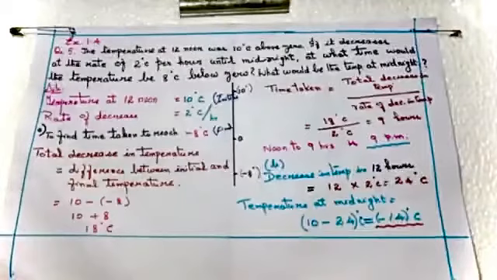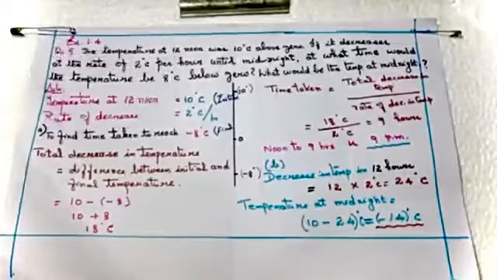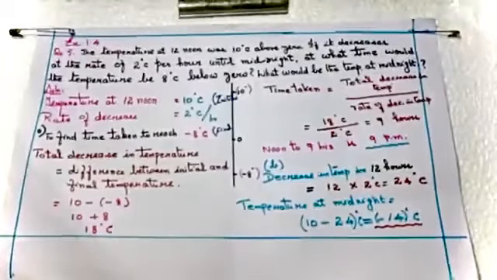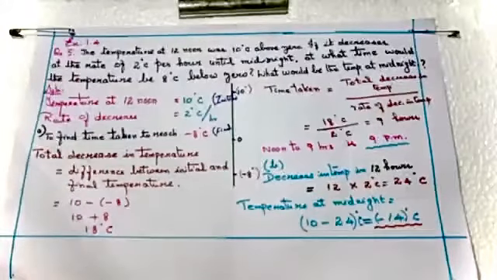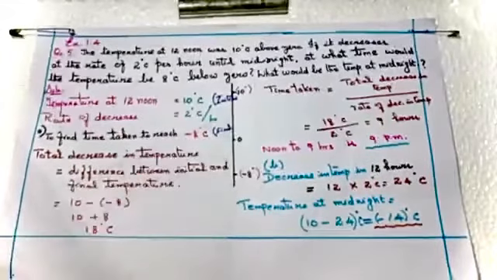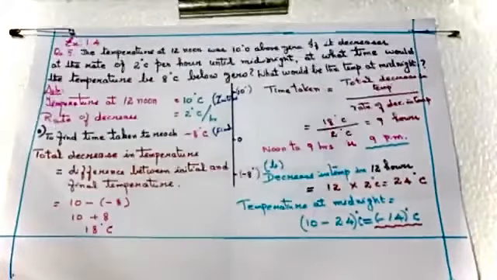Until midnight. Now, they are asking us to find at what time the temperature would be 8 degrees Celsius below zero. That means at what time the temperature will be minus 8 degrees Celsius. Now, there are two questions here. One, we should find the time when the temperature will be minus 8 degrees Celsius. And one more question is, what would be the temperature at midnight? Okay, now let us proceed.